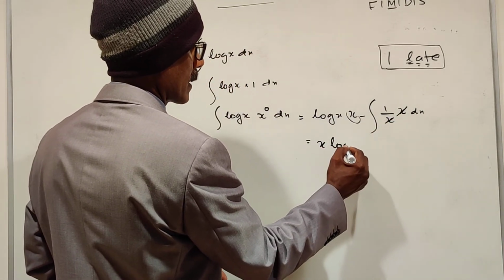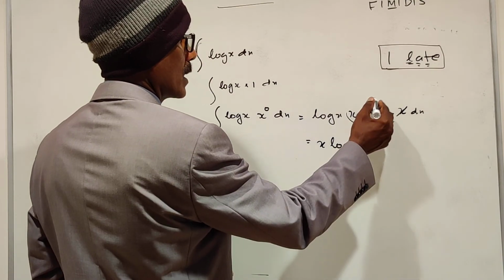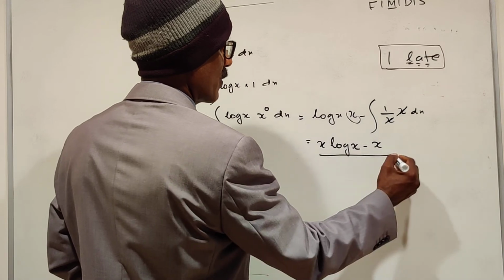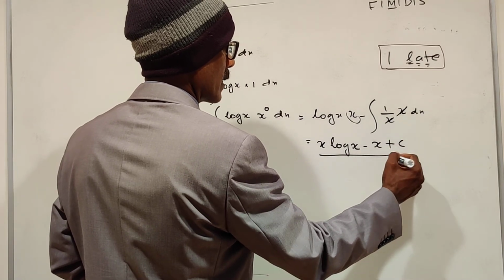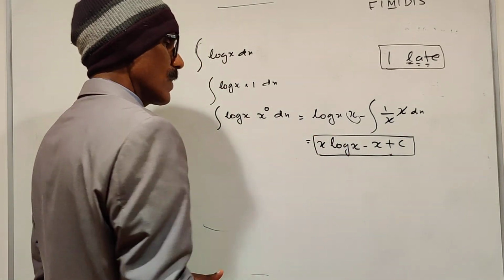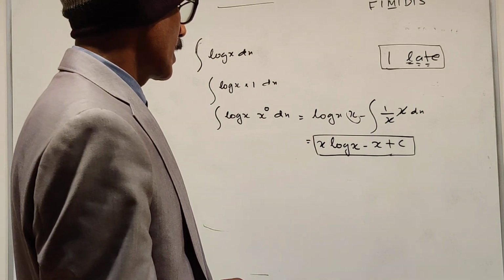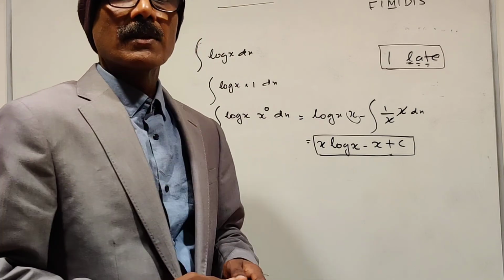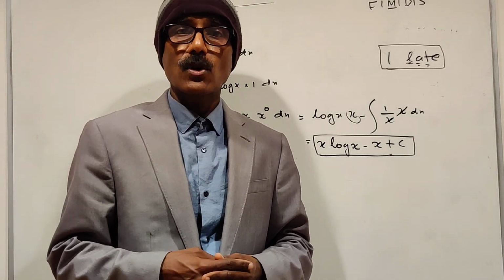So I am going to write x log x minus the integral of 1 dx. What is the integral of 1 dx? It is x. So this is the formula. x log x minus x. The integral of log x is x log x minus x plus c.